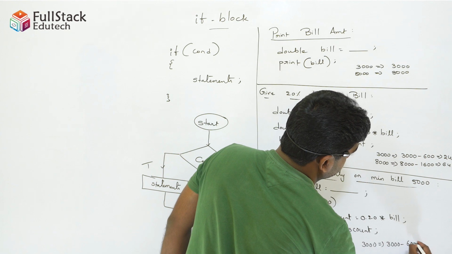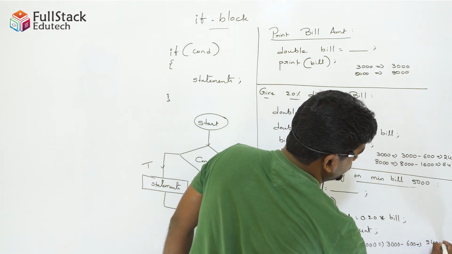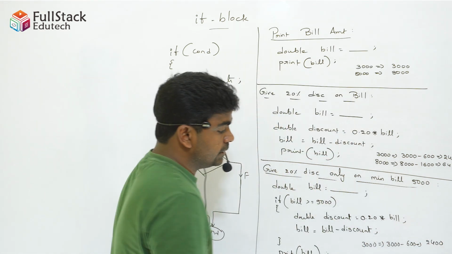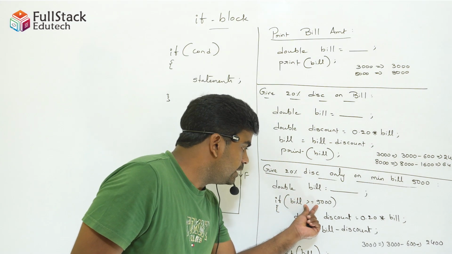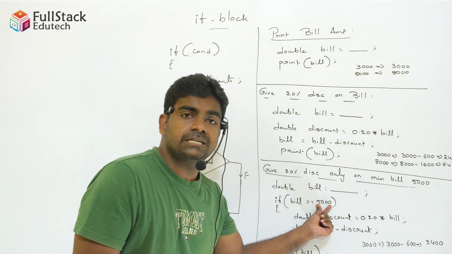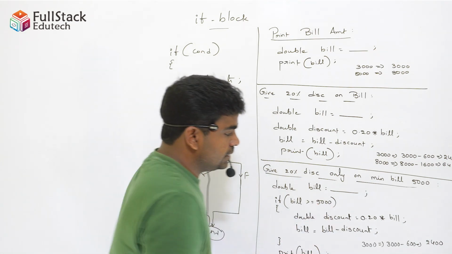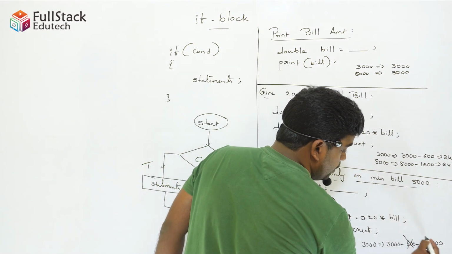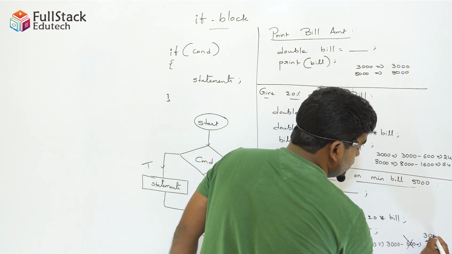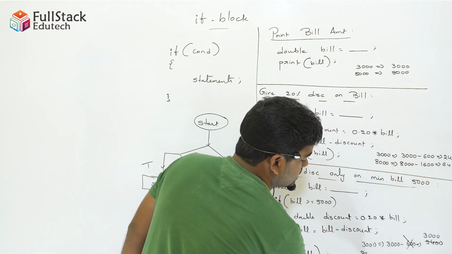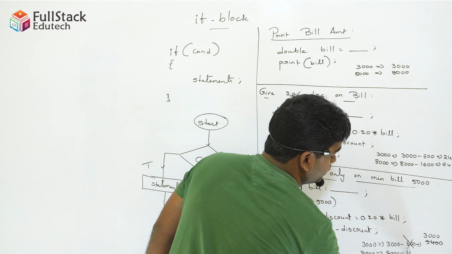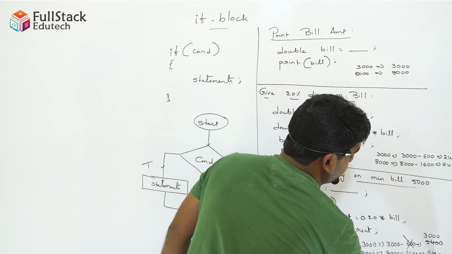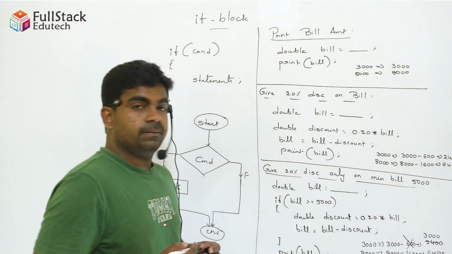So now, if the customer is 3,000, minus 600 is 2,400? No, there is no discount. The reason is, 3,000 is greater than or equal to 5,000? Condition false, right? So here you don't have any discount. You have to pay 3,000 rupees. Another customer, 8,000 rupees. Yes, you have a discount of 20%. You need to pay 6,400 only.